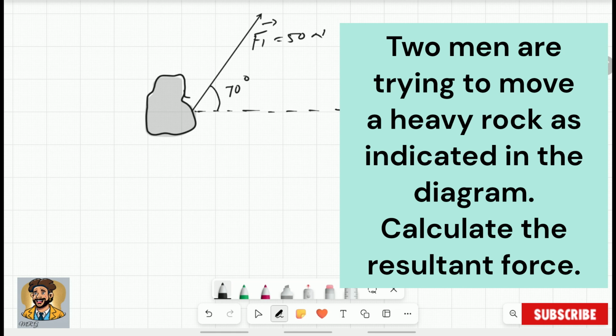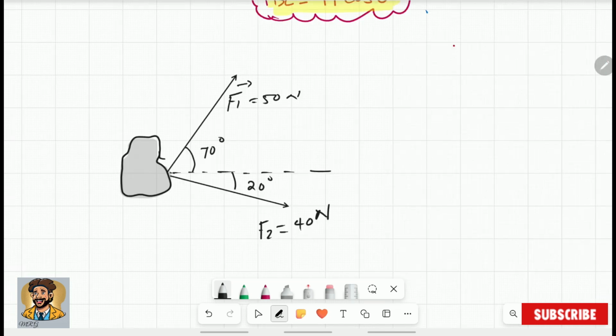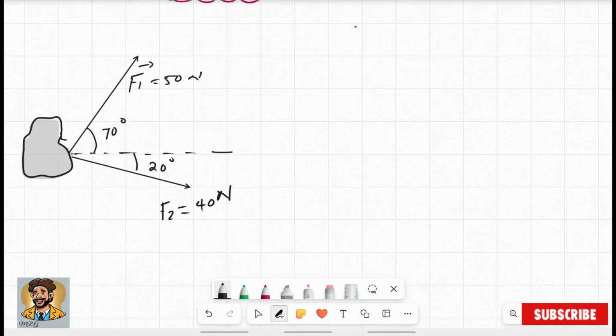Are you with me? There is another force acting on that rock. Let's take it here. It's pointing 20 degrees to the negative x-axis, like you can see there. More or less there. This one is not accurate, but this is the drawing for you to get an idea. So this one is F2 equal to 40 Newton, and this angle is 20 degrees. We have to get the resultant of those two forces. We're going to use another method called the component method. We're going to do a rough drawing of these two forces in a Cartesian plane.